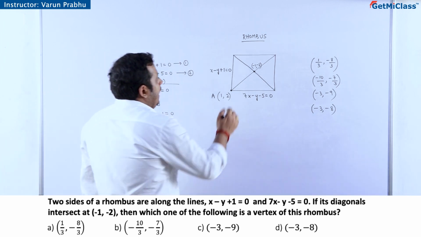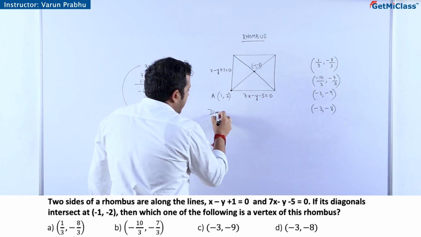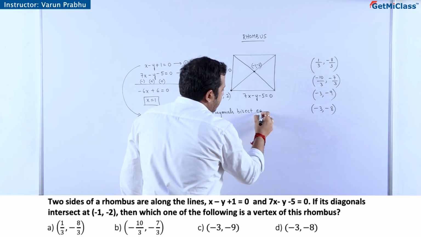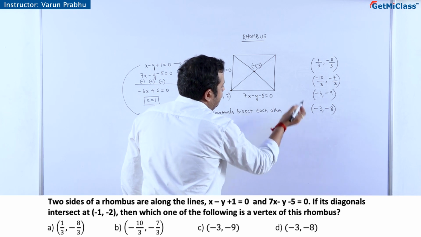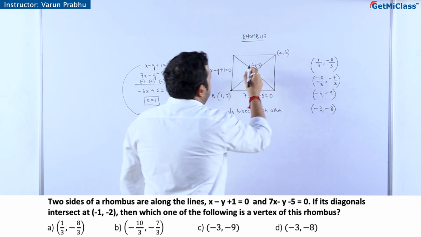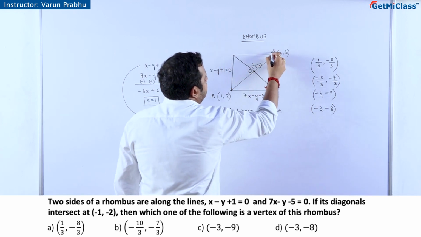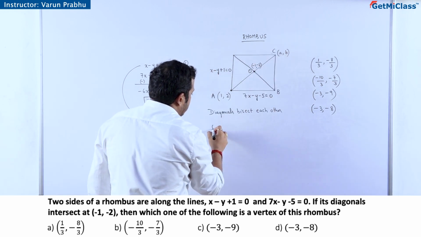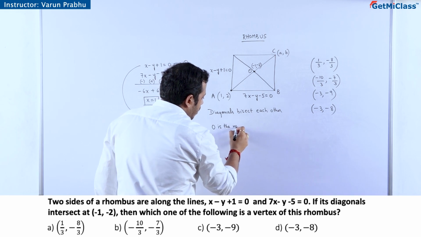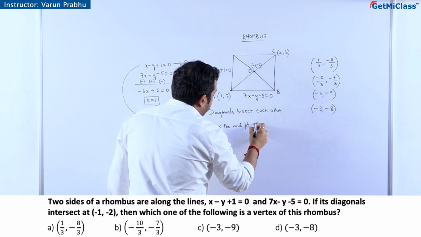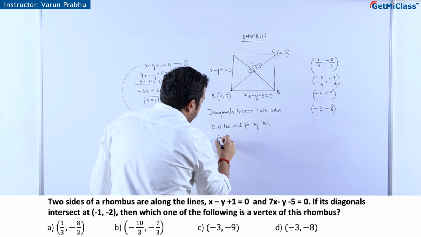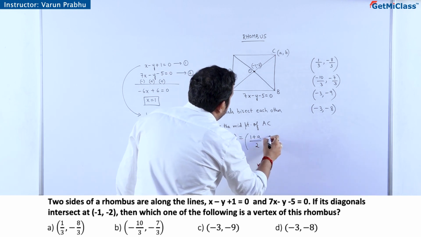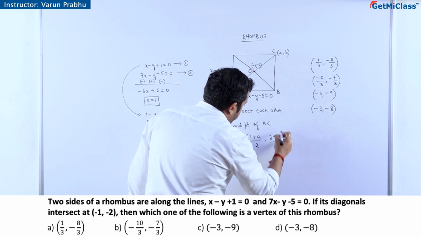Now we know that the diagonals of a rhombus bisect each other, right? So if I consider this point as (a, b), and call the vertices A, B, C, D, then O is the midpoint of AC. So (minus 1, minus 2) will be equal to ((1 plus a) divided by 2, (2 plus b) divided by 2), right or not?